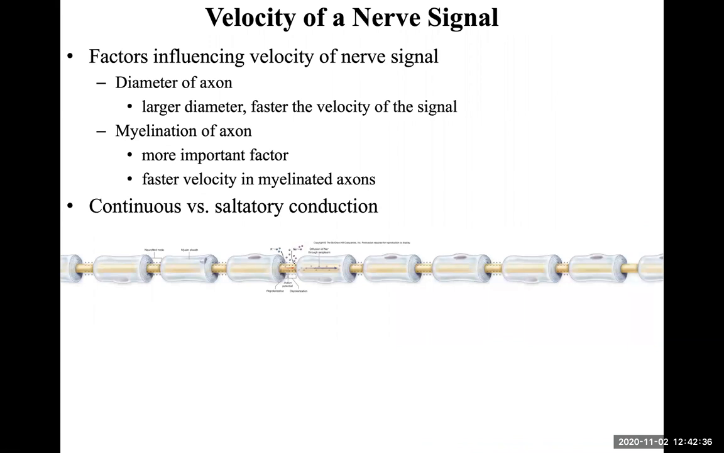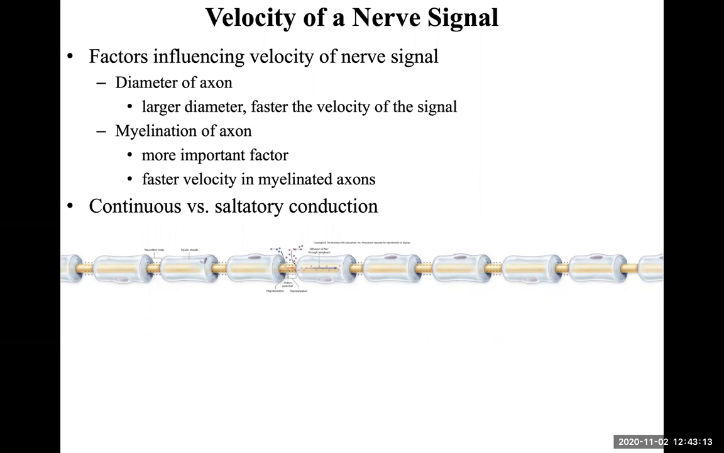Okay. So when we talk about the velocity of a nerve signal, we've already talked about how myelination is very important, right? The more myelinated an axon, the faster the velocity. When we compare myelinated axons to axons that are not myelinated, myelinated axons have a much, much faster rate of conduction of the action potential along the length of the axon. And then another factor that plays a really important role in the velocity of the nerve signal is the diameter of the axon. So the larger the diameter, the faster the velocity.